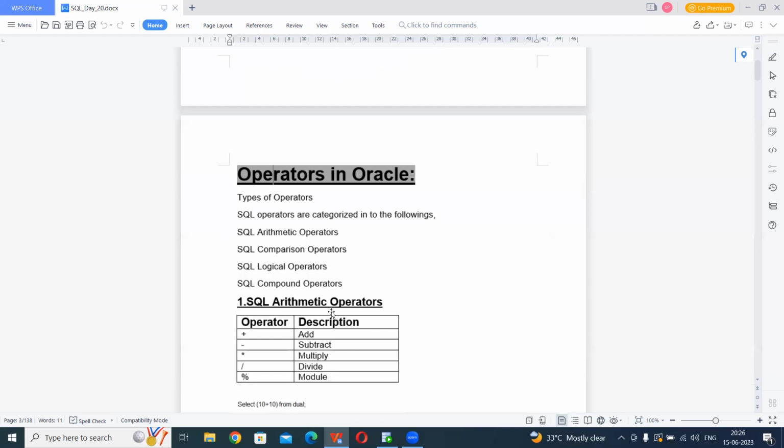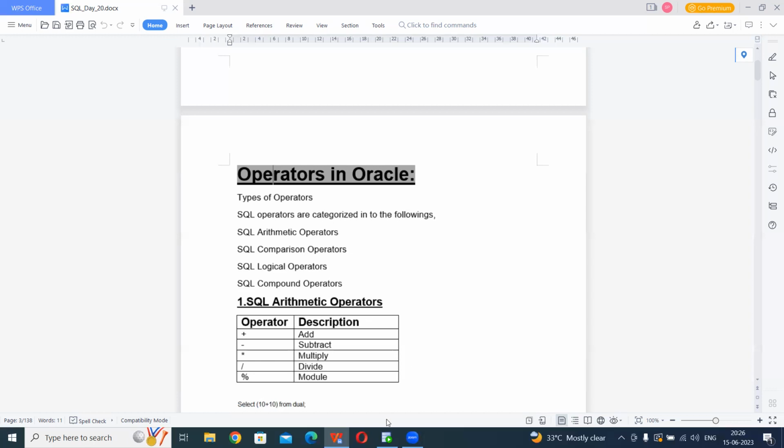Under these arithmetic operators, what are the operators we have? We'll see. The first operator we have is plus, which simply refers to adding, and then minus, which is to subtract, and then multiply. If we want to multiply two numbers, we'll be using the multiply operator. If I want to perform division, I would be using the divide operator. If I want to get the remainder when I have divided two numbers, I would be using modulus. So the operators that fall into the range of arithmetic operators are plus, minus, into, divided by, and modulus.